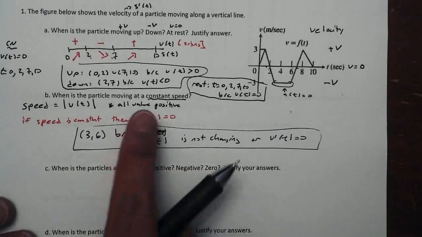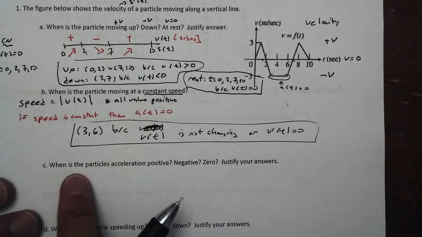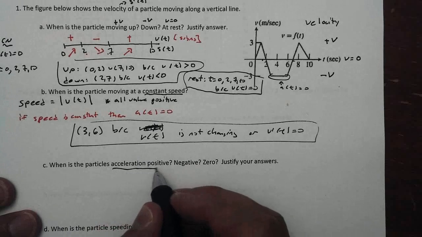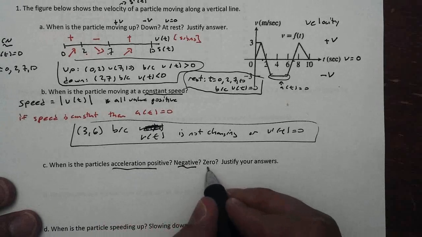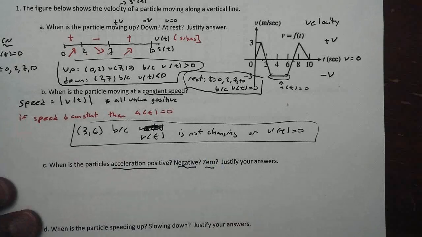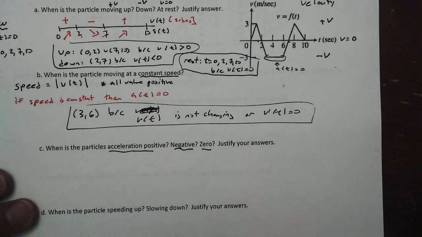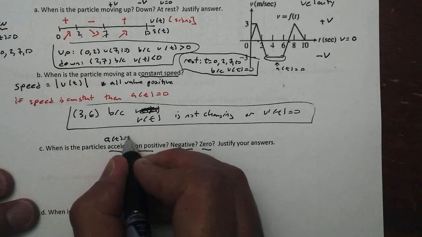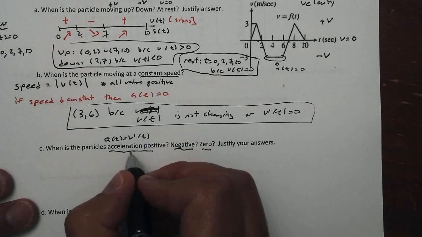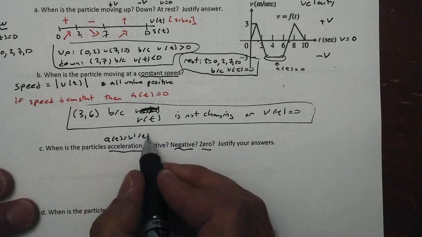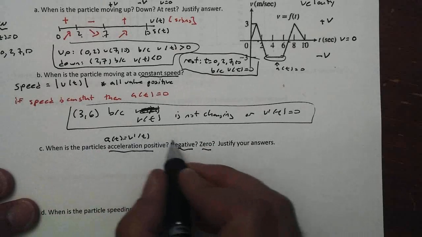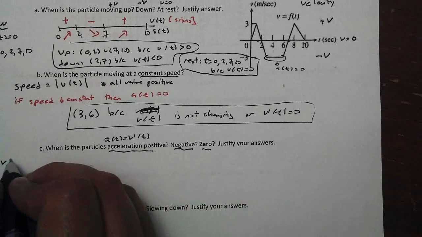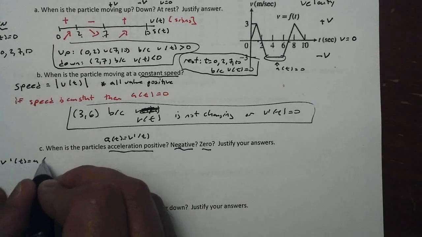All right, speaking of acceleration, part 3 says, when is the particle's acceleration positive? When is the acceleration negative and 0? And justify our answers. So we know acceleration is the derivative of velocity. So we want to find out when the slope of velocity is positive, when the slope of velocity is negative, or 0. So we're looking at v prime of t, which is a of t.